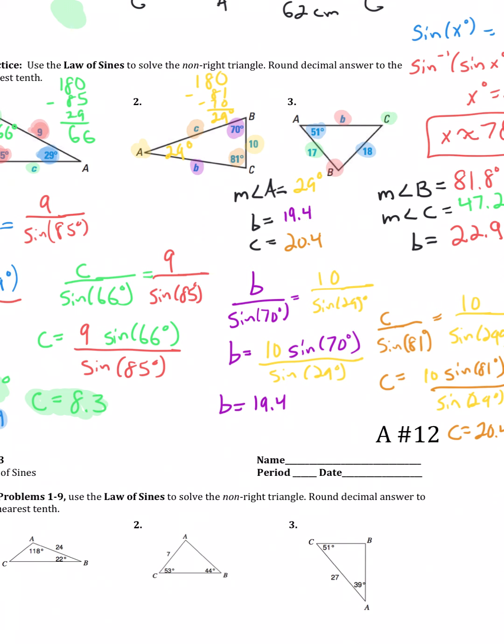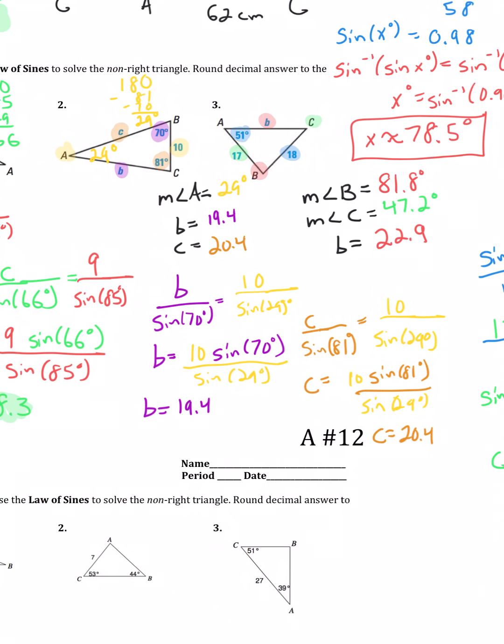Okay, for the last two problems then, problem 2, I got the measure of angle A is 29 degrees, just 180 minus, and then I have to find side lengths B and C using law of sines. So there's my work for that. I have it in purple and orange respectively.